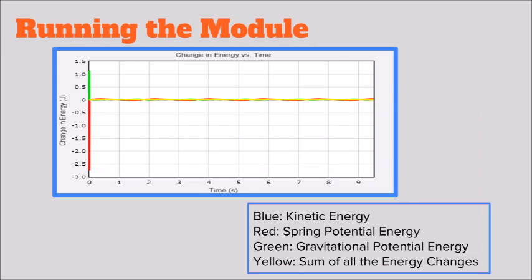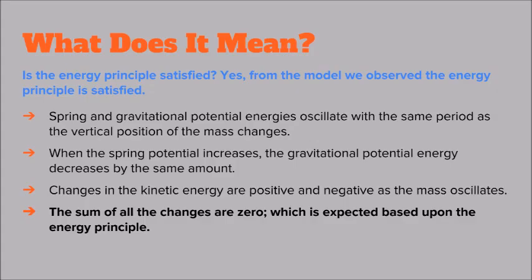Next, I ran the model to track energy changes calculated by the code. The colored lines on the graph are defined as blue equaling kinetic energy, red equaling spring potential energy, green equaling gravitational potential energy, and yellow equaling the sum of all energy changes. What does it mean? Is the energy principle satisfied? Yes, from the model we observed, the energy principle is satisfied.